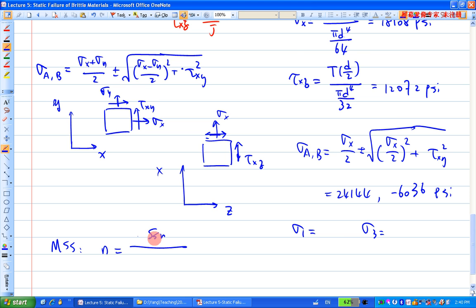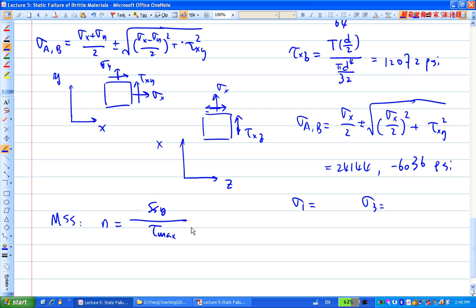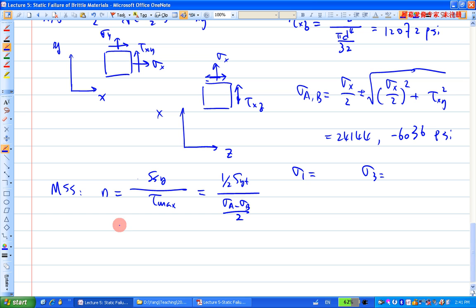It's SSY at here and tau max, right? Tau max. Okay. And SSY is half SYT. And tau max in this case is (sigma A minus sigma B) over 2. So that's why you see in that table, it's SYT over (sigma A minus sigma B), right?